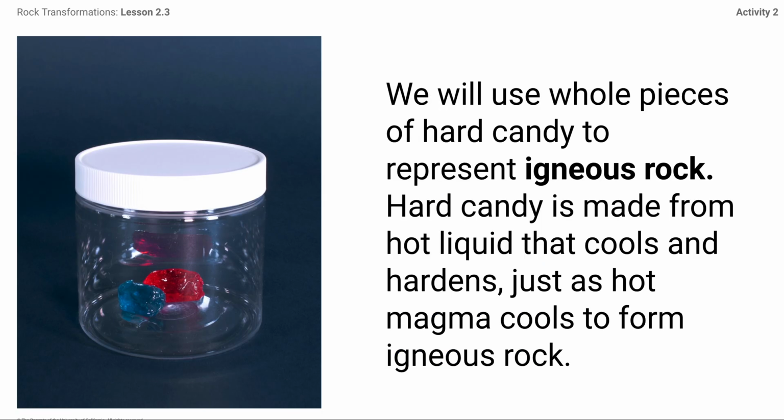And then also at their tables, they had a jar with 2 pieces of Jolly Rancher, like the whole candy in it. And that represents igneous rock today. The reason why we can use that to model is because it's similar to hard candy. Magma is similar to this hard candy because it's made from hot liquid that cools and hardens, just like hot magma cools and hardens to form igneous rock.